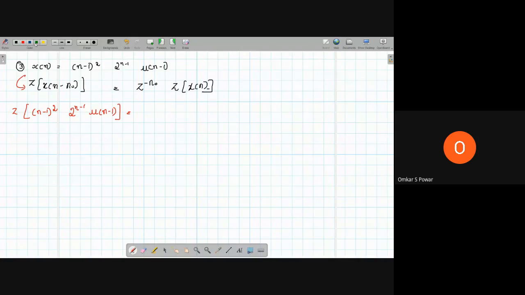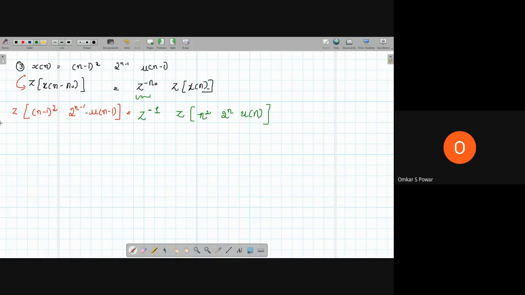So what's the answer here? Z to the power of minus n naught, with n naught equal to 1, so z to the power of minus 1 into the Z transform of x of n. So what's your x of n here? Here x of n is n square 2 to the power of n into u of n.